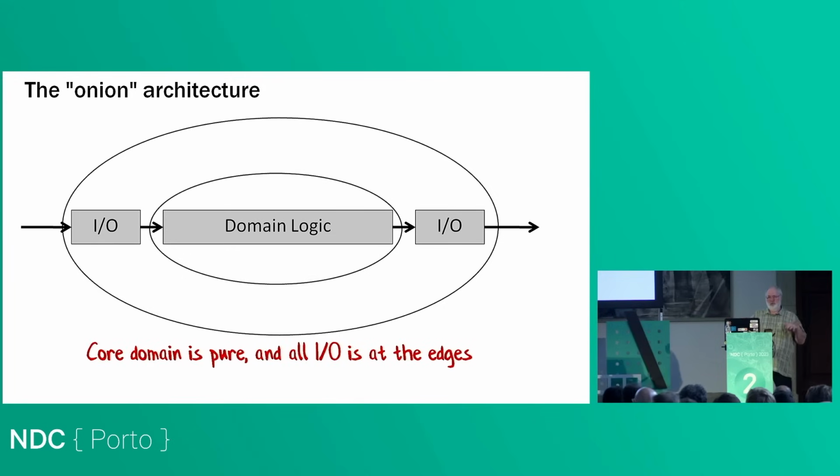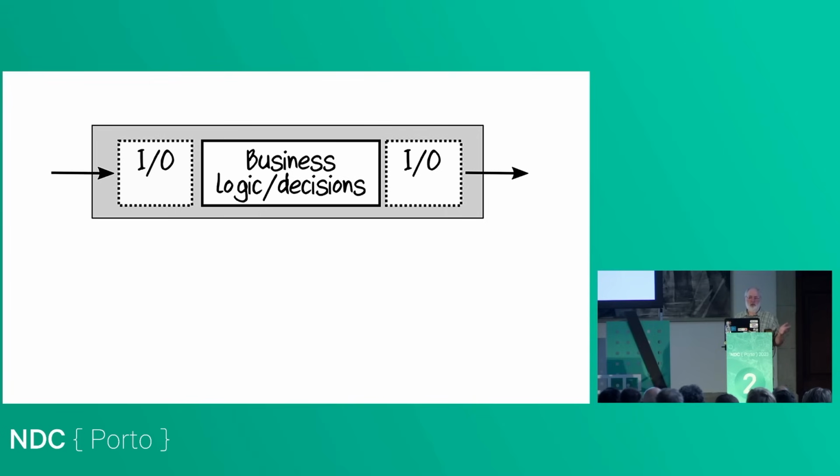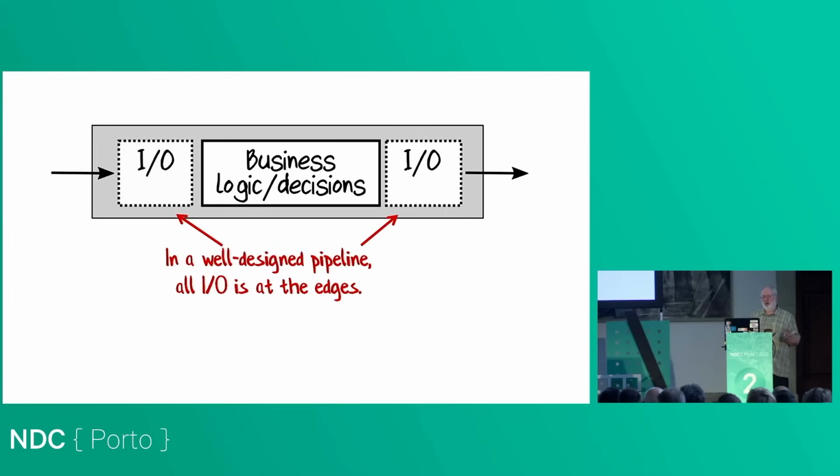So the core domain is pure, it's deterministic, it's predictable. Anything which is unpredictable, anything to do with networks and databases and all that stuff is on the outside of your app. So I think it encourages good architecture. So here's a pipeline with the business logic. The decision making is in the middle, right?